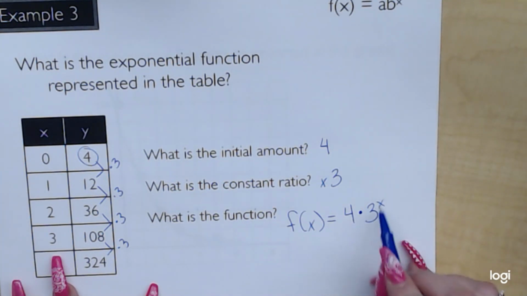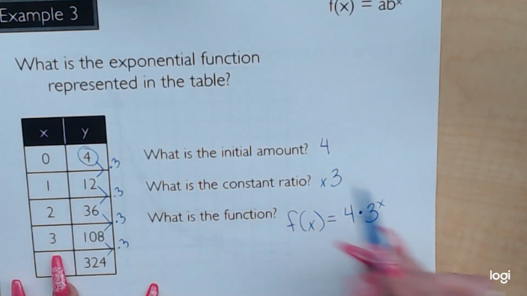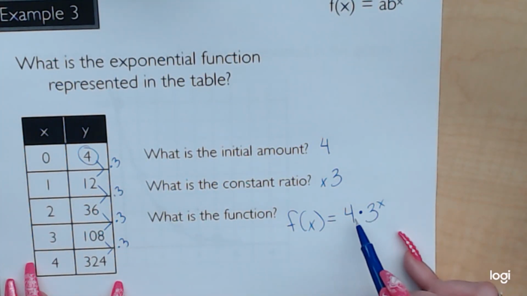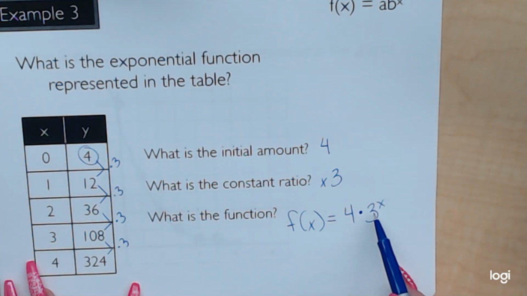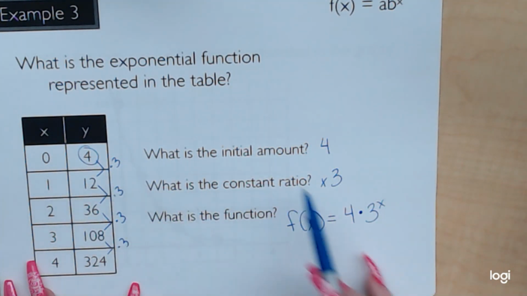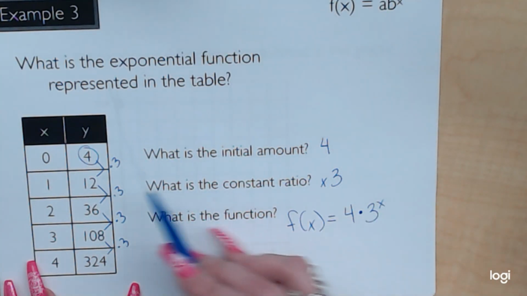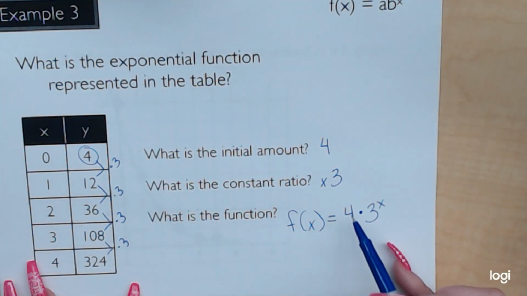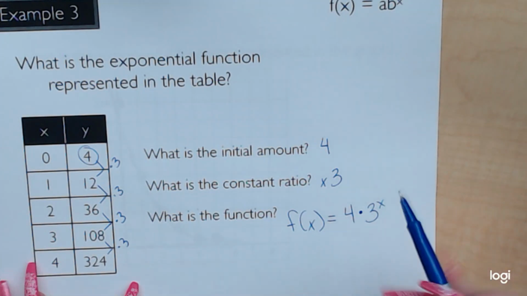X stays the same because each time we plug in a different x value, we're going to evaluate it. So let's just see if this makes sense. We plug in a 0 here. 3 to the power of 0 is 1, and 4 times 1 is 4. Let's plug in the 1. We're not going to check all of them. 3 to the power of 1 is 3, and 4 times 3 is 12. So this is how you can check to see if you wrote the function correctly.